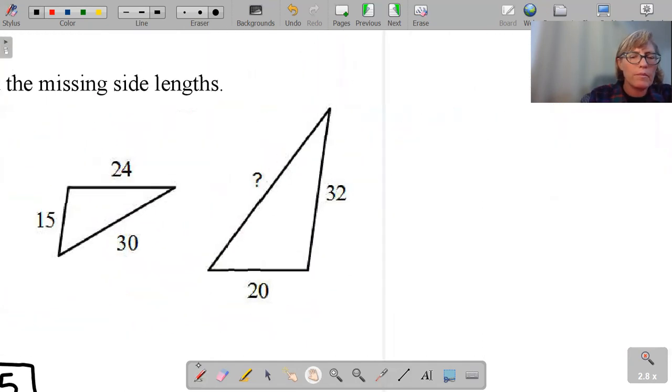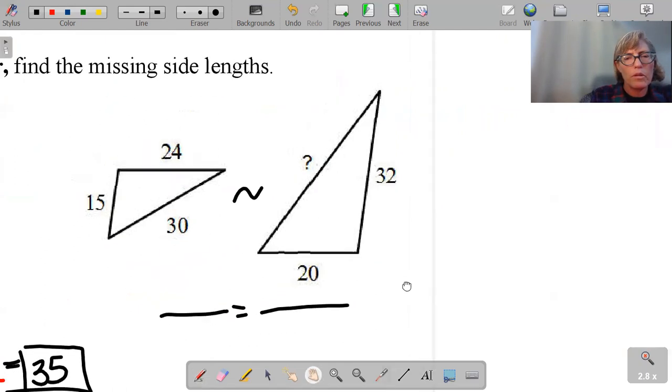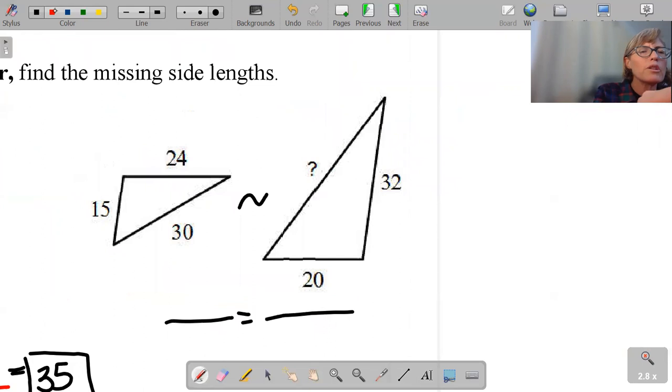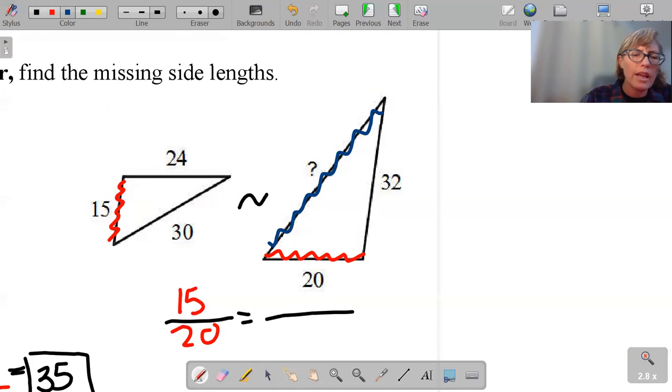Going here. Proportion. Ratio. So we match short to short. So that's going to be 15 short to 20 short. And then this is the longest side, and it matches with the 30. So 30 to longest side.